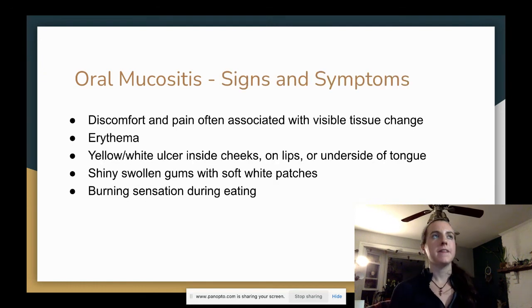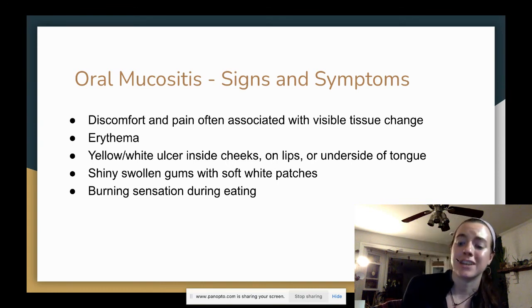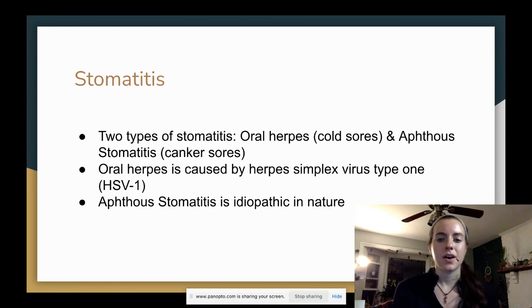Signs and symptoms. The first sign or symptom that you'll see is discomfort and pain, and then you'll have visible tissue change. You'll have some redness around the white lesion, but it will be a white ulcer with a red ring around it. You can have shiny, swollen gums and a burning sensation while you're eating, and that can be pretty painful.